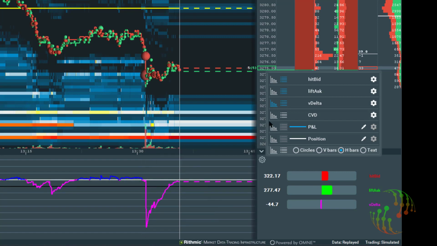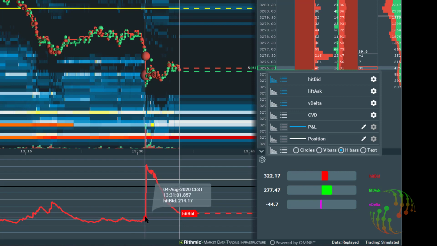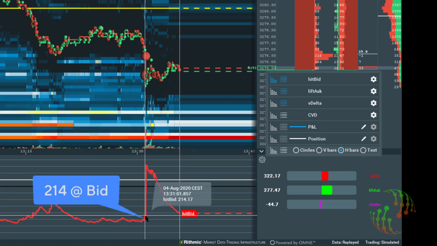Let me show you how I utilize this information to understand whether this is maybe an end of this price move or a possible reversal or not. We'll activate both the hit bid and lift ask first. What you can do is put your cursor, for example, on the hit bid, that means the sellers are hitting into the bids, and there you see a number. So it's August the 4th, the timestamp, and you see the hit bid.